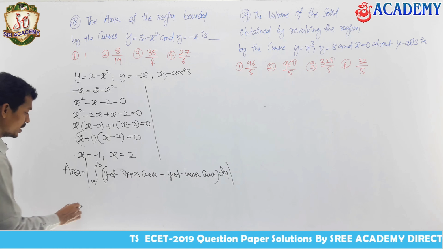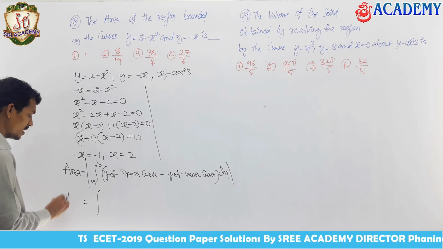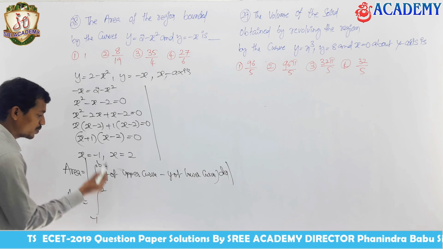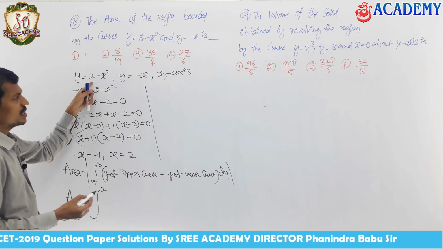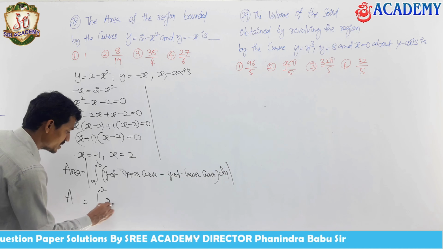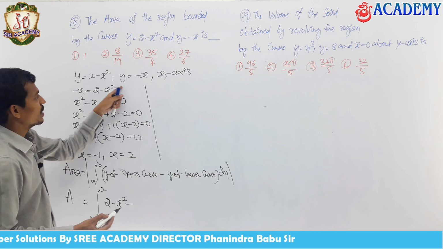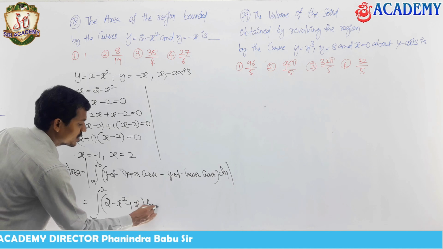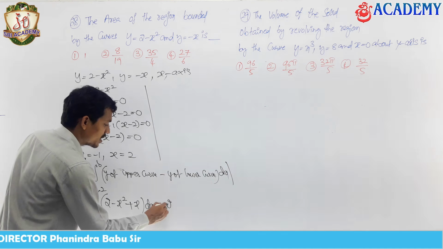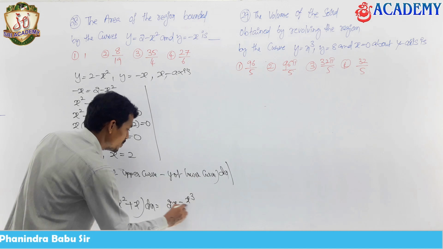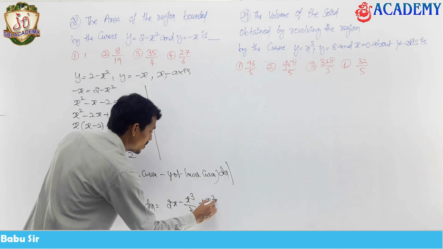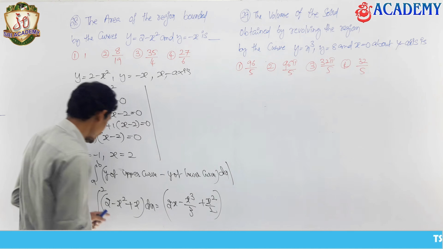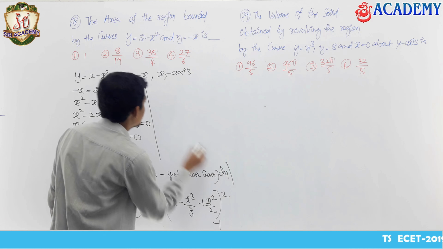Now substitute here. The area is nothing but the integral from minus 1 to 2 of y of upper curve, which you can take as 2 minus x square, minus y, which is equal to minus x already there, so plus x dx. Now integrate this: 2x minus x cube by 3 plus x square by 2, from minus 1 to 2.